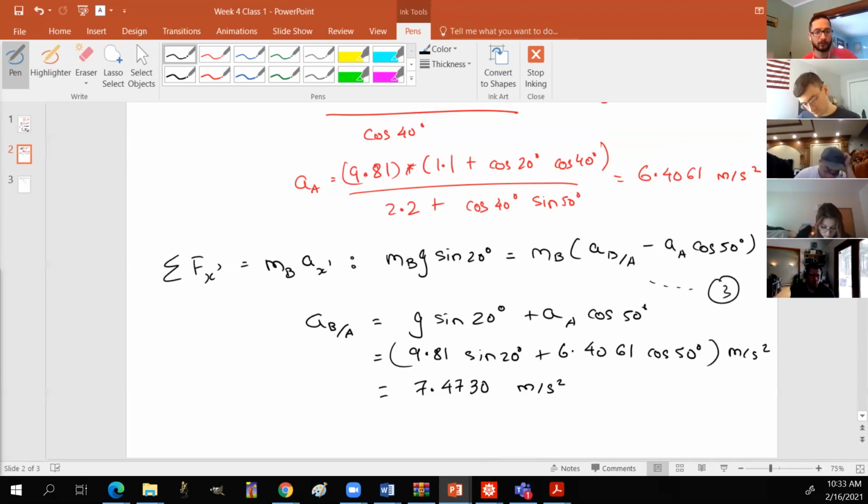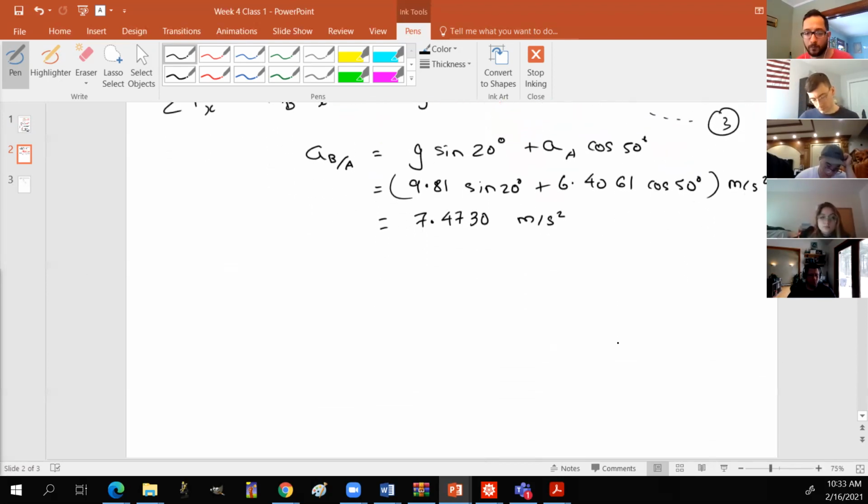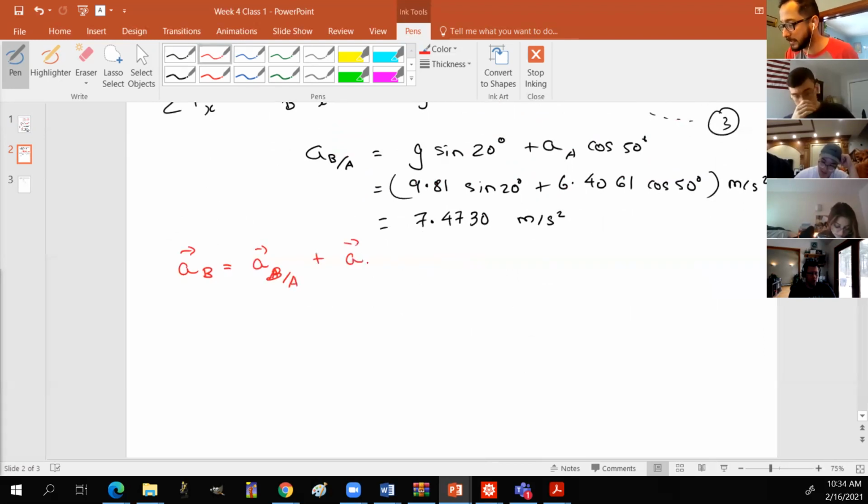Now you can find out the acceleration of B as a vector, which depends completely upon you guys, whatever you think is easier to do, right? Because we are concerned with the vector expression, right? So acceleration of B is equal to acceleration of B relative to A plus the acceleration of A, like that, right? Or you can solve it using triangles. That's completely upon you guys, right?